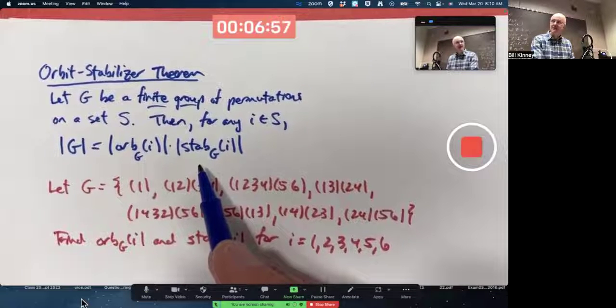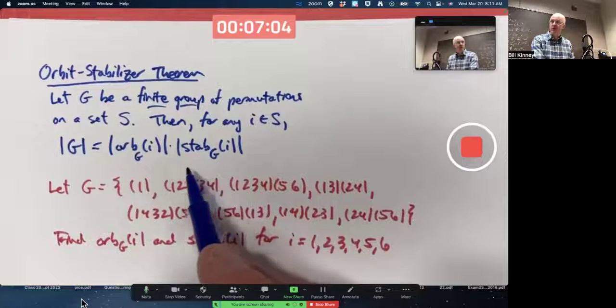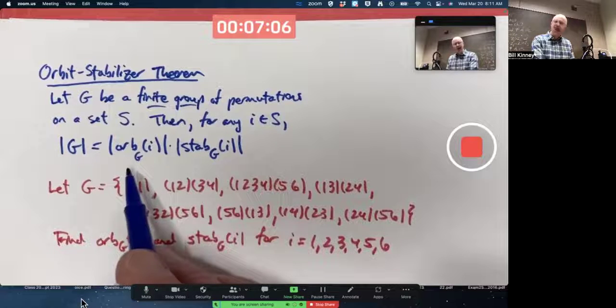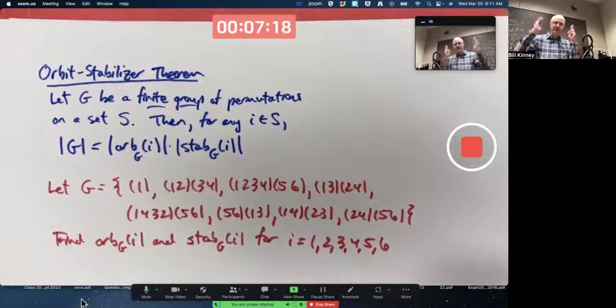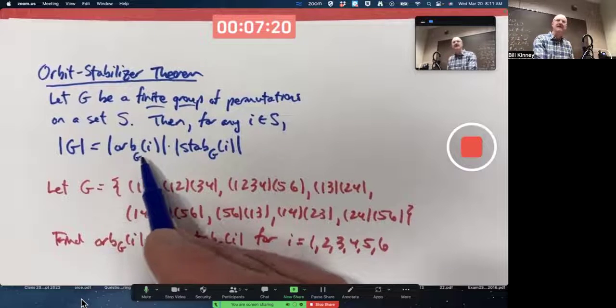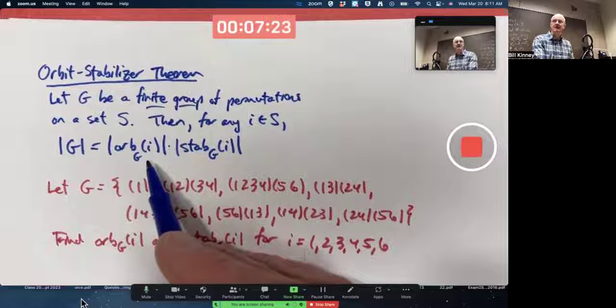Certainly the stabilizer of i in G, as we saw in the first exam, is a subgroup of G. So this really truly is an order of a group here. Actually, the orbit itself, in general, is not a subgroup. The orbit is just a set. S itself is just a set. It doesn't necessarily have a group structure, but we could still put absolute value signs around it to emphasize that's the number of elements in the orbit.